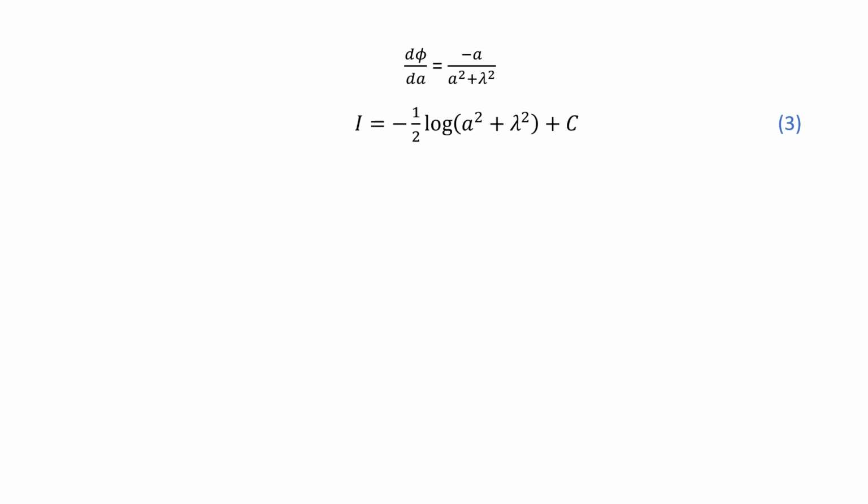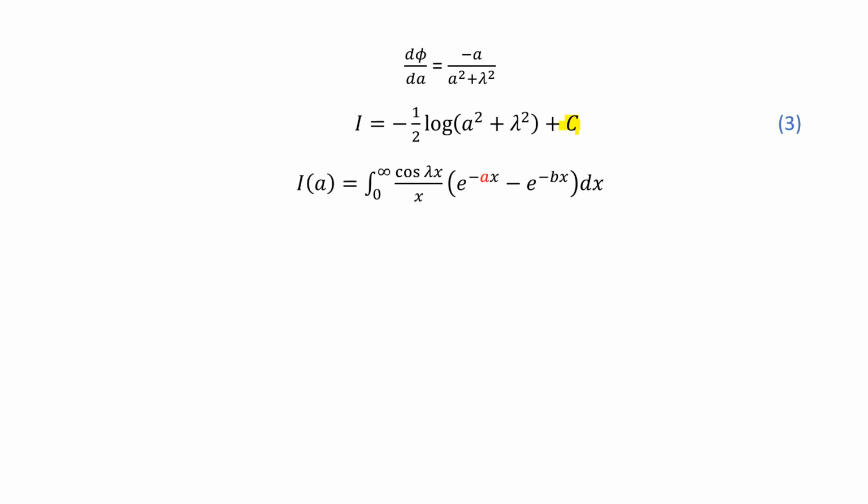Now here we have to form the initial condition to find out the value of c, right? So we will again take equation number 1, that is I of a is equal to the integral from 0 to infinity of cos lambda x upon x, e raised to minus ax minus e raised to minus bx, whole dx.